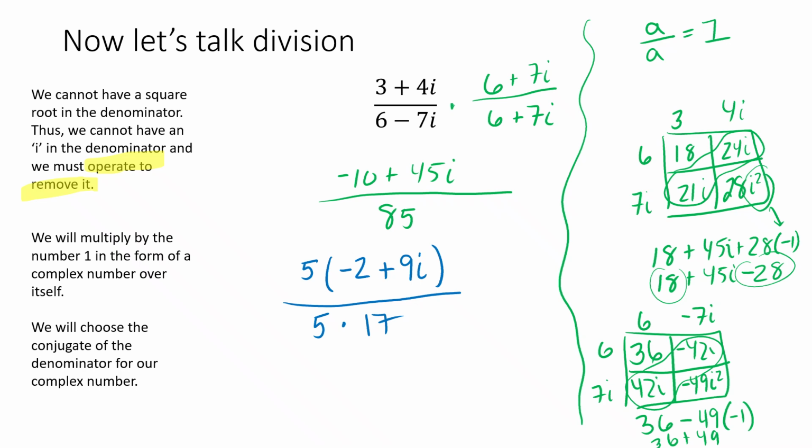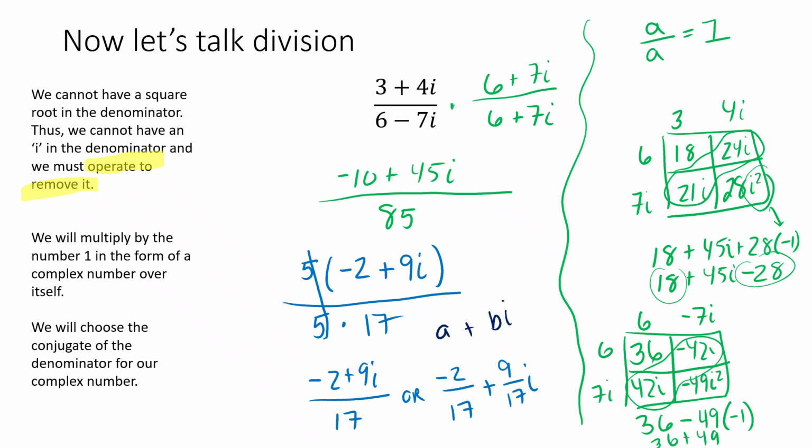And now we can see the common factors. So we can see, there we go, that's 5 over 5. And so the simplified version of this would be -2 plus 9i over 17. Or you might see it written this way, -2 over 17 plus 9 over 17i. And that step is just that formality of putting it into a plus bi form.